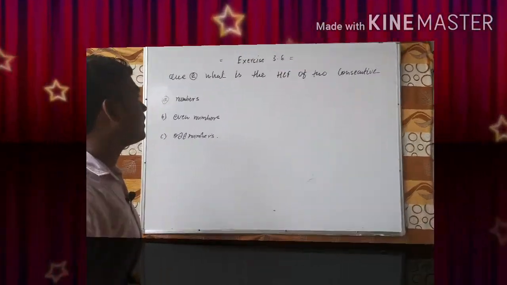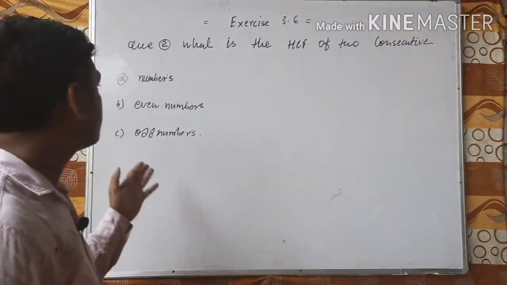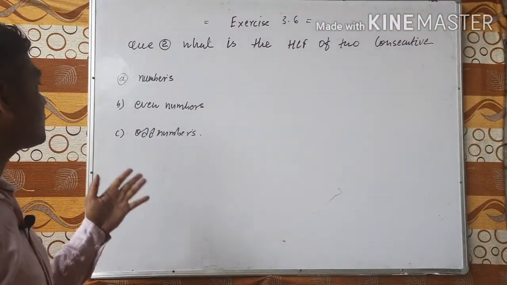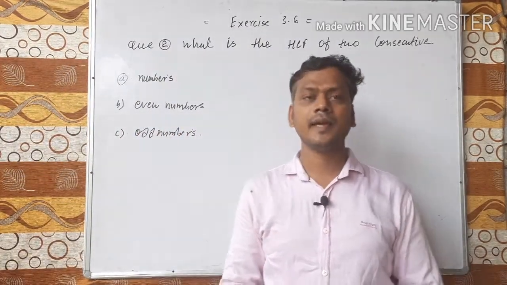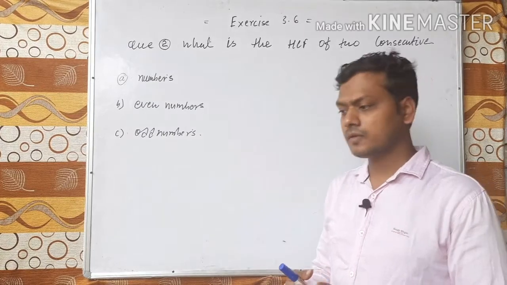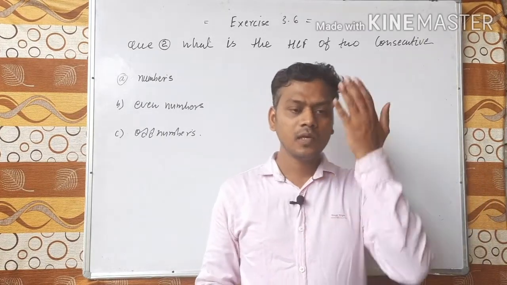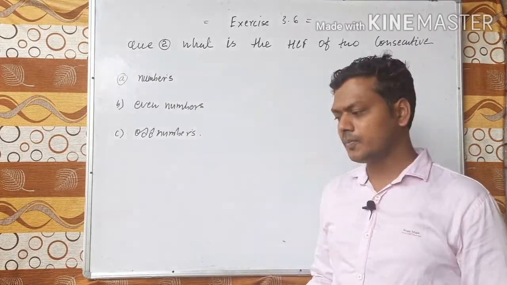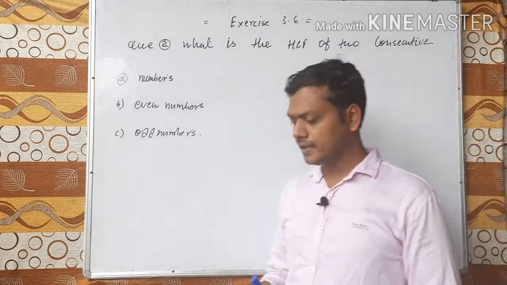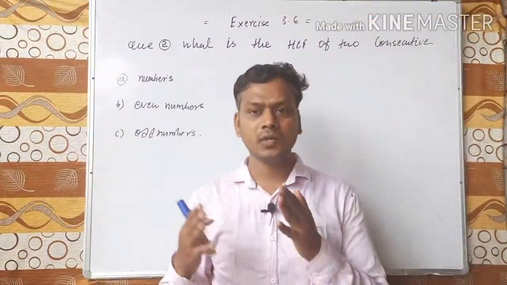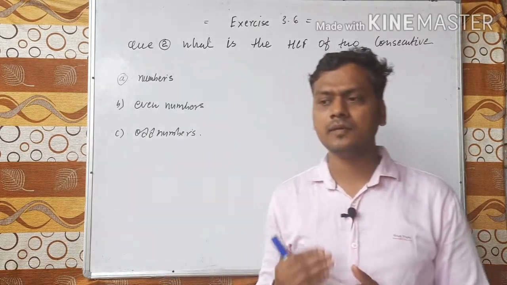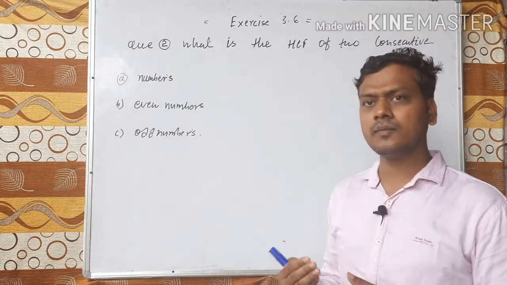What is the HCF of two consecutive numbers, two even numbers and two odd numbers? Okay, again firstly we understand how we can calculate the HCF. Everyone knows the calculation of HCF, then we can move to calculate for the two numbers. Consecutive numbers means continuous numbers.